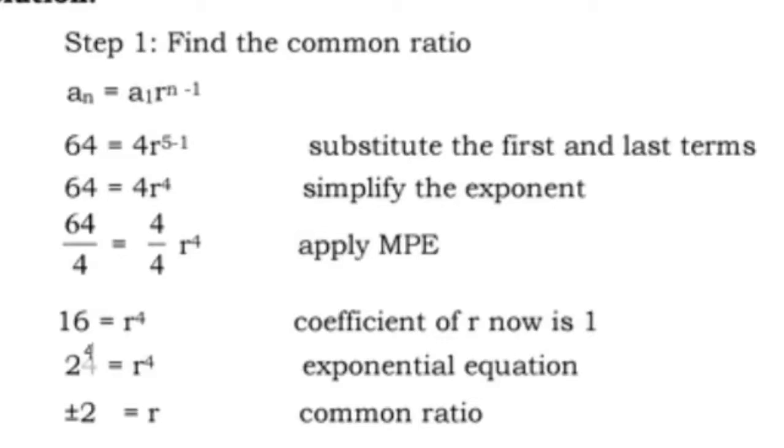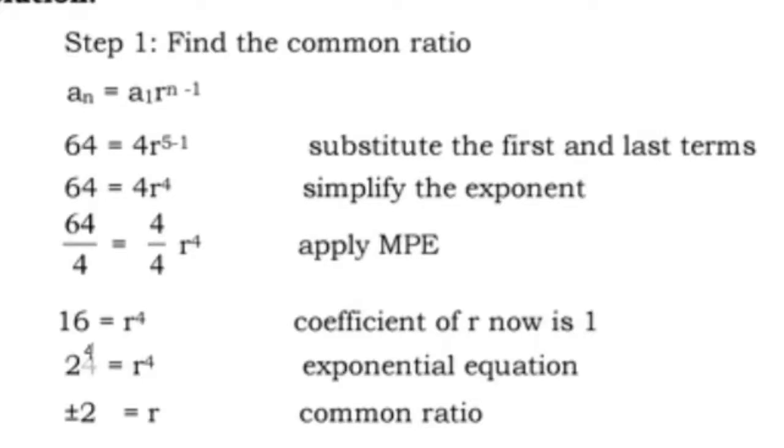So gagamitin natin yung formula na a sub n equals a sub 1 times r raised to the power of n minus 1. So dito ay substitute lang natin yung first and last terms. So fifth term, the last term is 64 equals first term a sub 1, 4 times r, then raised to the power of n, which is 5, minus 1. Okay? Then 64 is equal to 4. Then 5 minus 1 is 4. So you're going to have there r raised to the power of 4.